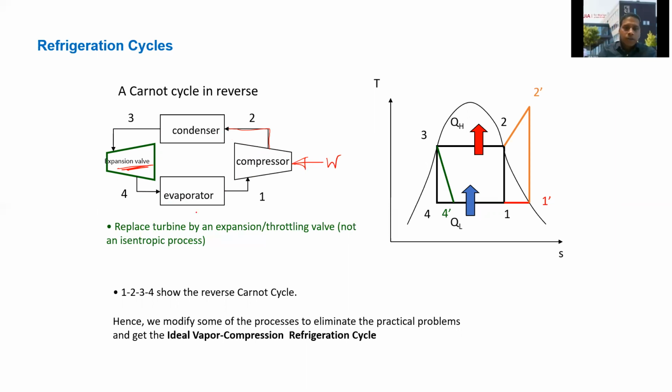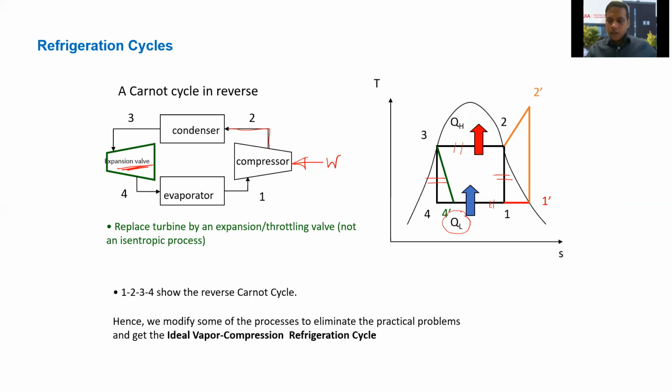I'll talk in a little more detail about the TS diagram in one of the slides later today. But just to show how it works for this reverse Carnot cycle: 1 to 2 is the compressor work, this is the condenser work, this is the expansion valve work, and this is the evaporator work. And this is how much heat you are removing from a specific space or surrounding to cool that space.